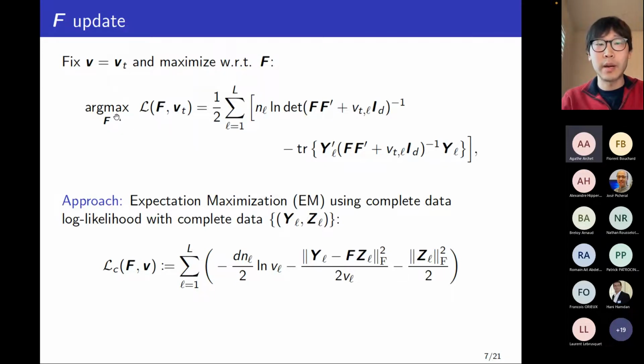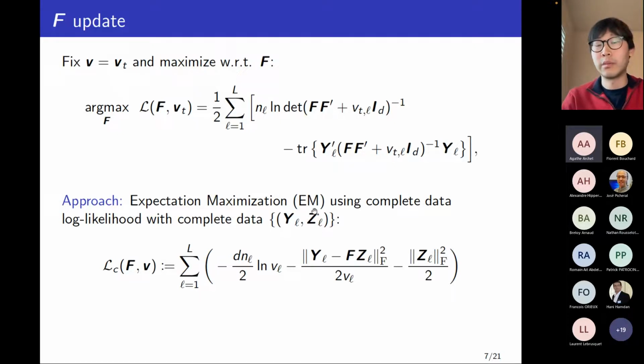And we're going to try to maximize with respect to f. Okay, and so here's what that objective function looks like. And here you see that basically f still appears in a complicated way. And so it's actually not that straightforward how one would solve this, for example, in closed form. And so we're going to use a somewhat natural approach for these kinds of problems, which is expectation maximization.